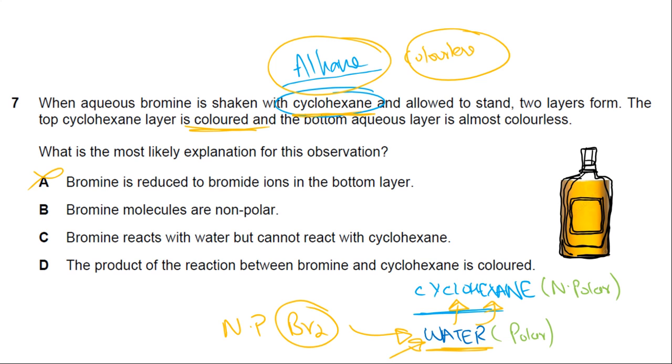Nothing of that sort happens. I told you previously that there's no chemical reaction occurring because it's an alkane. Bromine molecules are non-polar. That's the right answer. Bromine reacts with water but cannot react with cyclohexane. Remember, dissolving is a physical process. No chemical reaction is happening over here. The product of the reaction between bromine and cyclohexane is color. So there is no reaction between bromine and cyclohexane. If UV light had been specifically mentioned, I would have thought about the free radical substitution, but that has not been mentioned, so I'll ignore that.